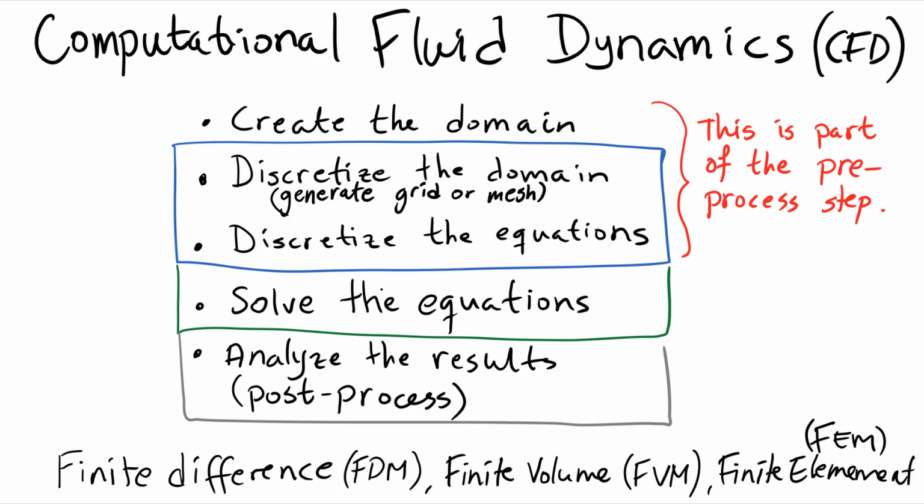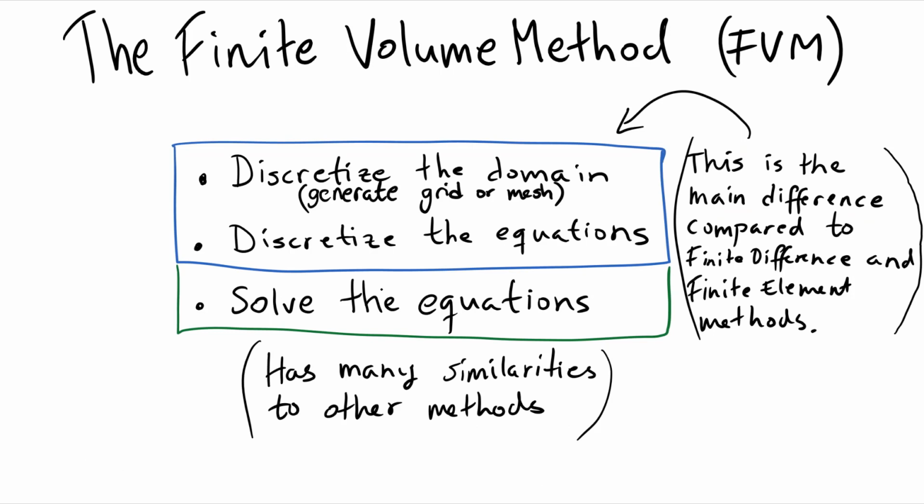So the finite difference method, finite volume method, and finite element method all use these particular steps. And if we look at it, the main difference when we compare the finite difference and finite element methods with the finite volume method comes in the discretization part of the domain and the equations. Otherwise, it has many similarities.